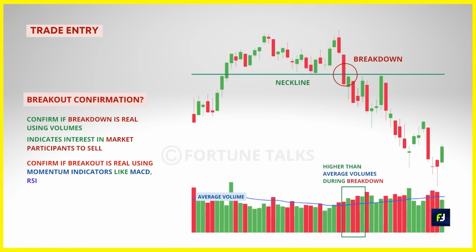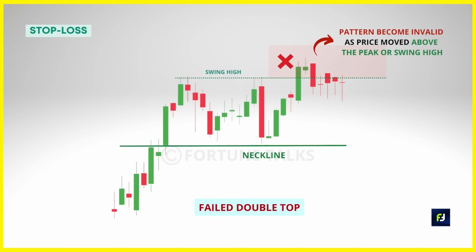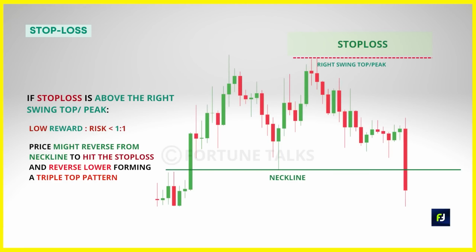Above all, make sure to confirm the breakouts with higher than average volumes and using other momentum indicators like RSI, MACD, etc. Your stop loss should be at a level that if breached will invalidate your trading setup. Since we are trading a double top pattern, our stop loss should be at a level that invalidates the pattern altogether. In that sense, if the price moves above the swing high, the pattern will be invalidated. But there is a small twist. Number one, if we do this, the stop loss can be too large and so the reward to risk will be very low.